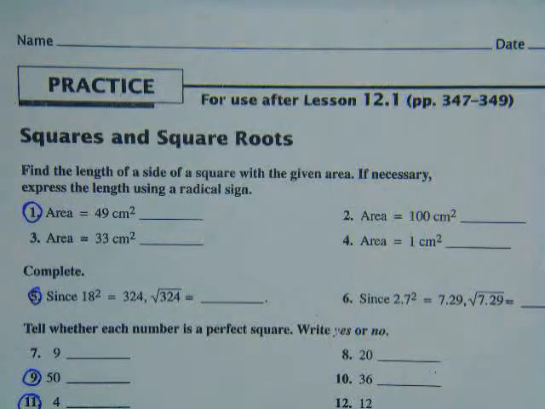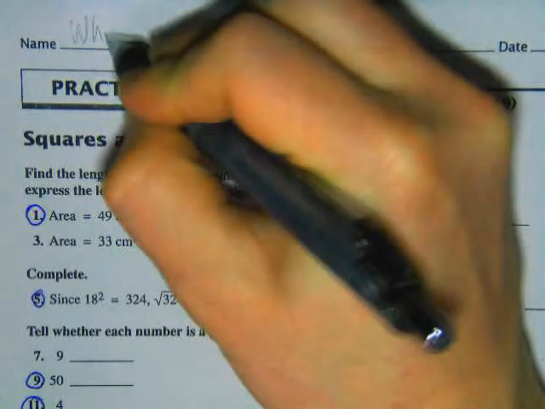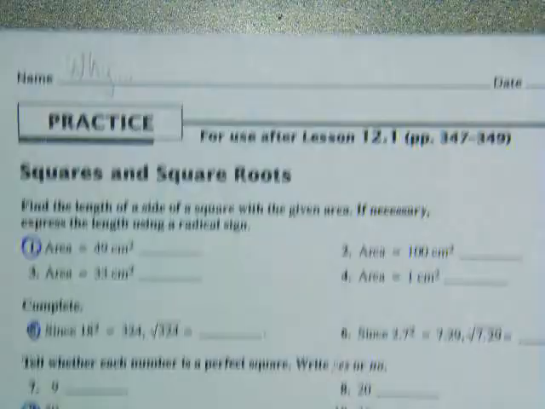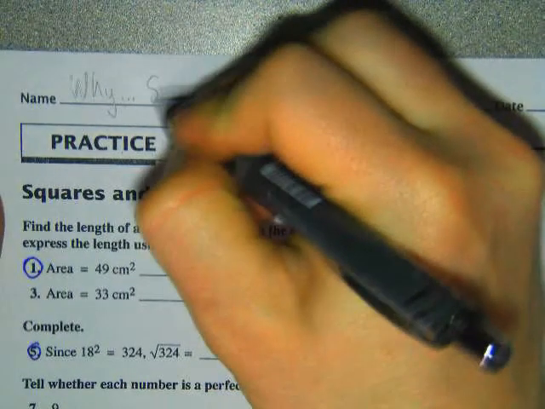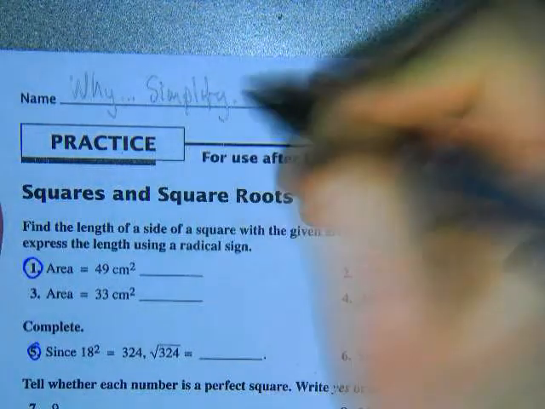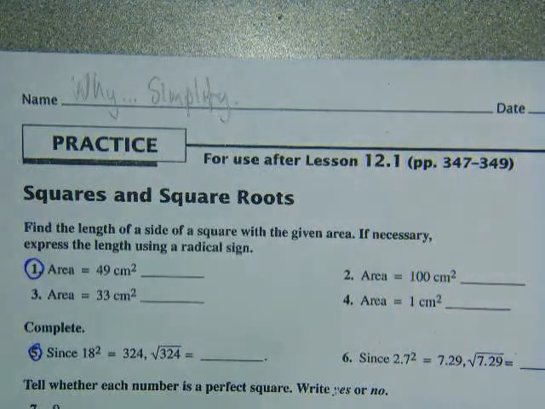Moving on to chapter 12. Here is 12:1, squares and square roots. And the why here is simplification. I think we could all use some simplification in our lives.